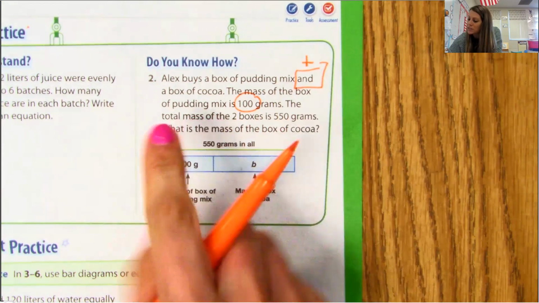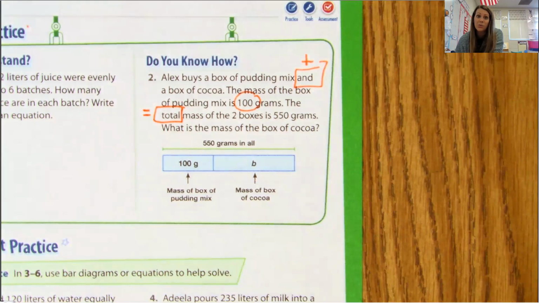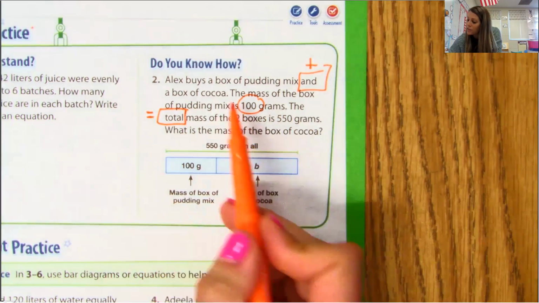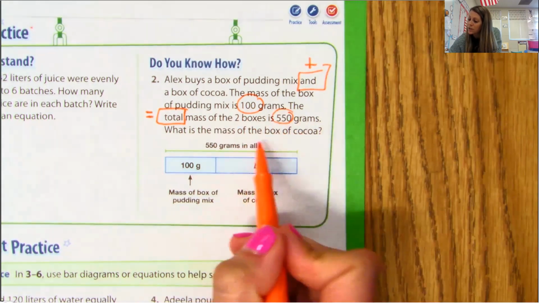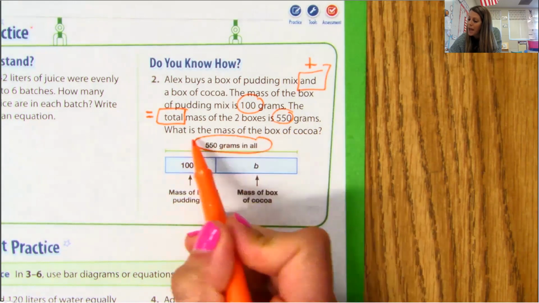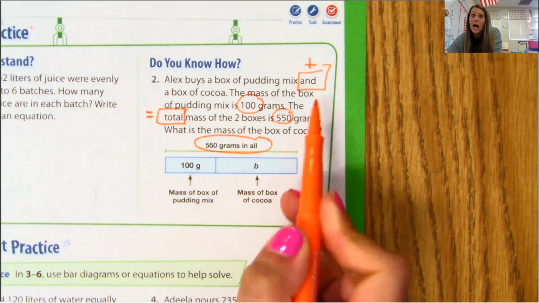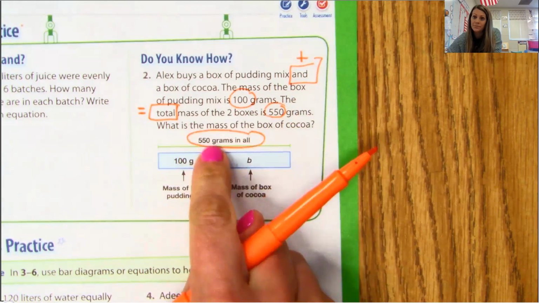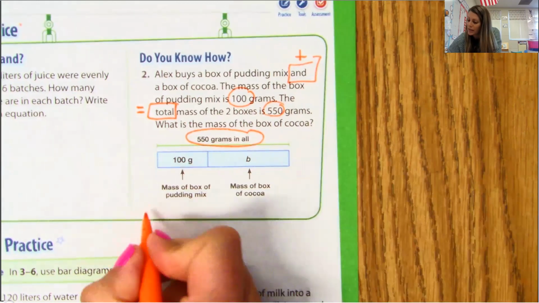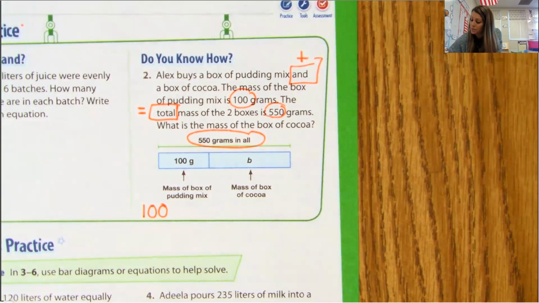The total mass, oh, that's another key word. Total, we should know means what? What it equals, right? The total mass of the 2 boxes is 550 grams. Here it is. Here's our total. What is the mass of the box of cocoa? So we don't know what the box of cocoa is, but we know that plus 100 is going to equal what? 550. So we could set it up the way it mentions in the word problem.